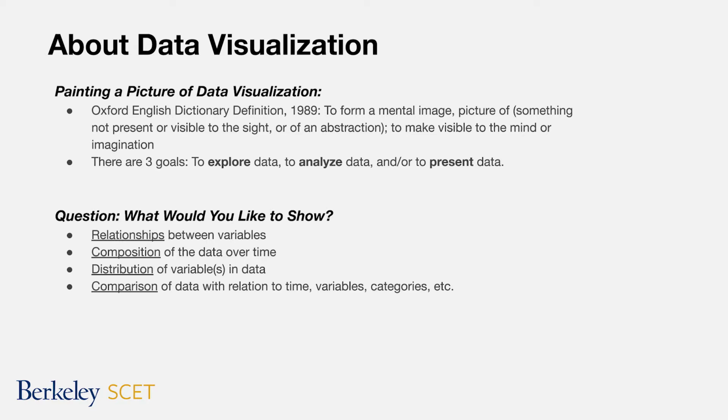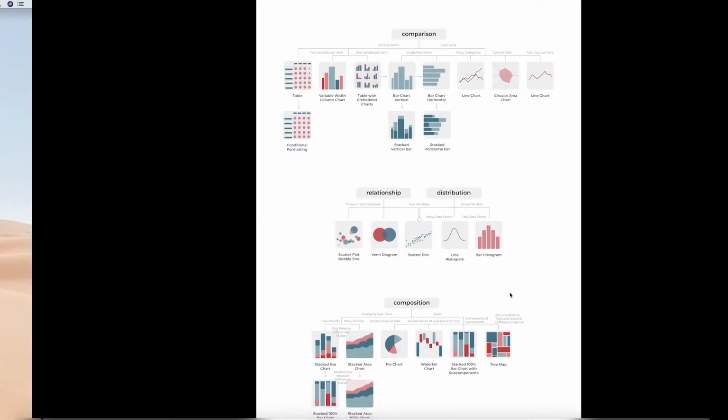Another question that I think is helpful is to ask yourself, what would you like to show? You might want to show relationships. You might want to show the composition of the data that you have. You might also want to show a distribution of a certain variable. You also might want to compare data over time, or compare different variables in different categories. So there are many different ways this can be very useful.